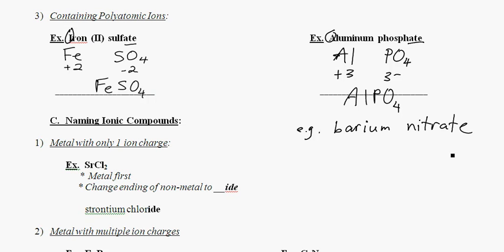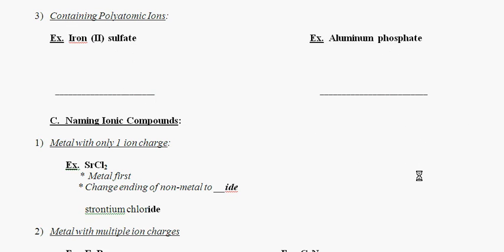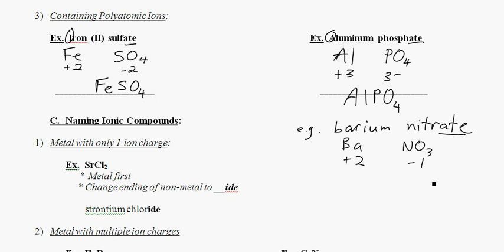So barium nitrate. Barium has a +2 charge. Nitrate. Okay, so again, nitrate tells me it's polyatomic. Check my list, then I see nitrate has a -1 charge. So it's going to take me 2 nitrates to balance out the barium. Okay, so how do I indicate that?